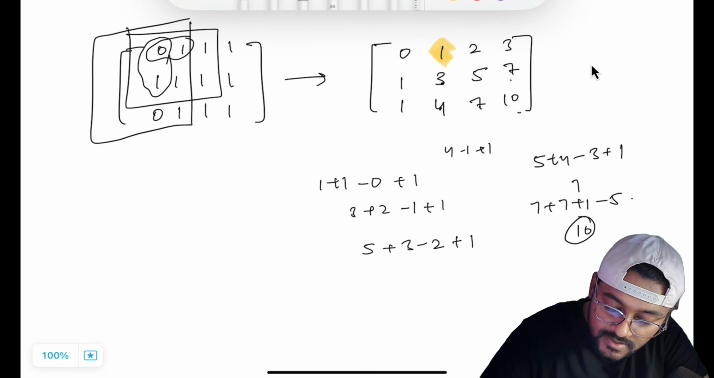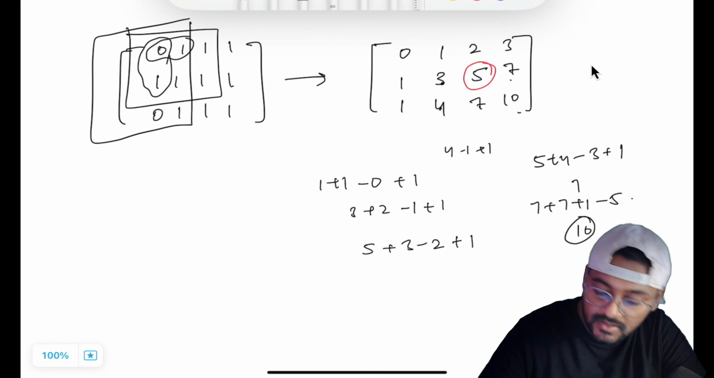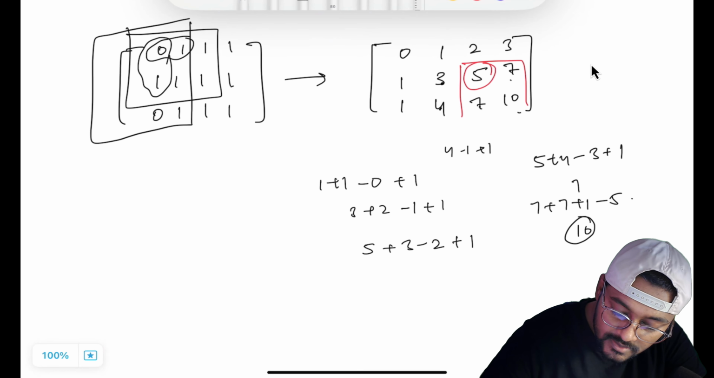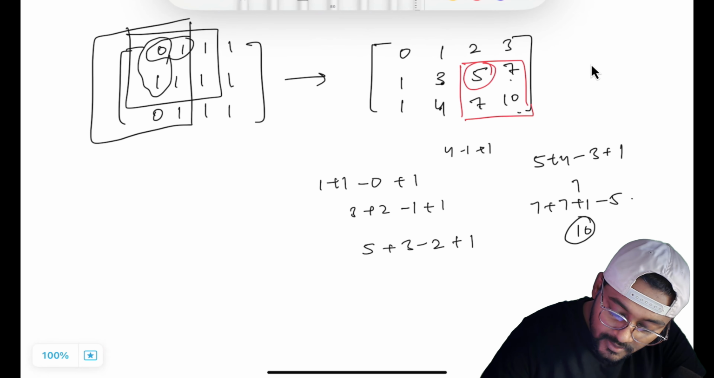What is the biggest square I can form using 5? That is something like this. One size I can form, definitely one size. How do I get to know?